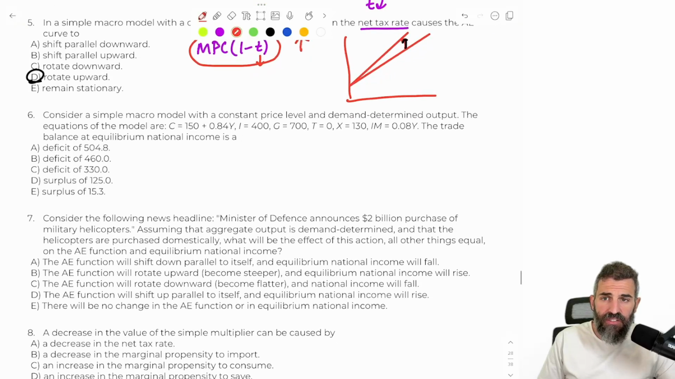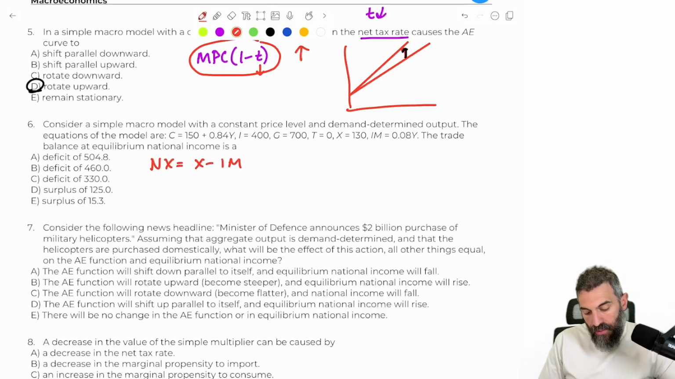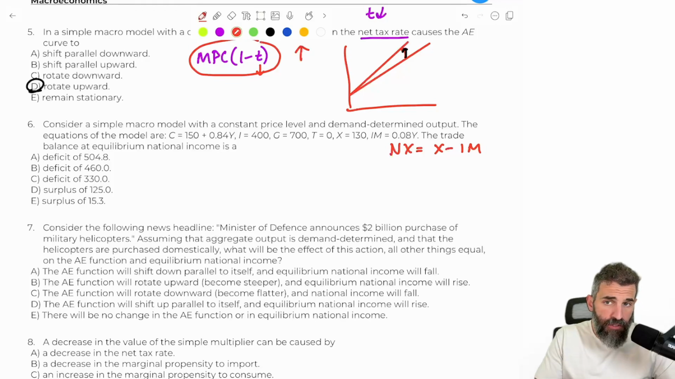Number 6, consider the simple macro model. Slightly different numbers than the previous questions. The trade balance at equilibrium national income. Remember that trade balance is your net exports, basically, the difference between exports and imports at the equilibrium national income. So there are actually 2 steps here. First, I'll show you how you calculate the equilibrium, and then we can use it to answer the question. So to find the equilibrium, remember that you have to set AE equal to Y.